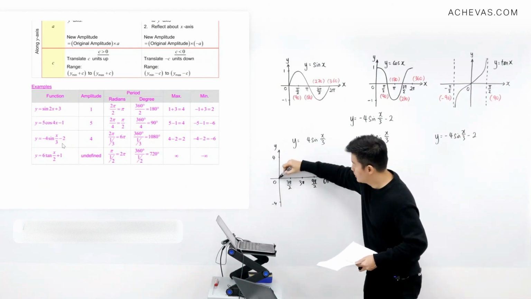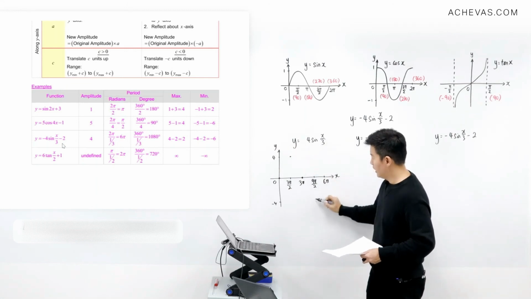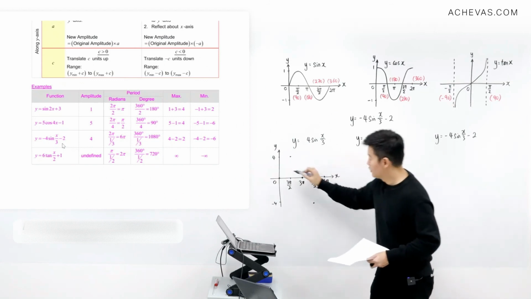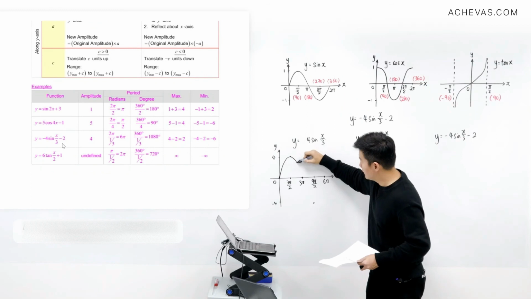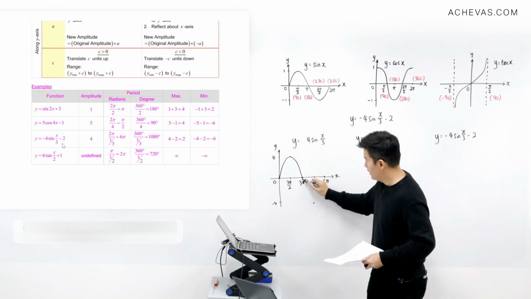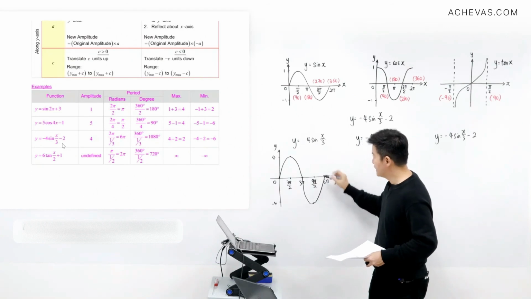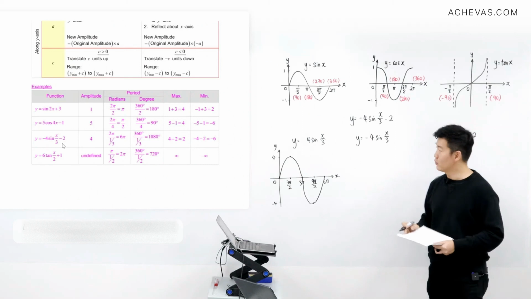So you'll start here, then you'll go up here, then you'll come back down here, and you will go here, and then you'll end up here. So from here, it is going to go to this point, and then you will come to here, and you will come down to this point here, and then you will come back up to this. This will give me the graph of y is equal to 4 sine x over 3.